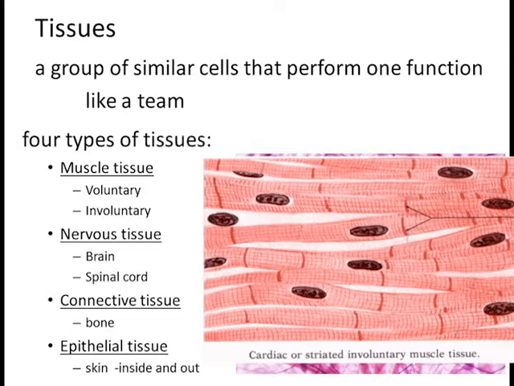Involuntary means it's happening on a subconscious level. It's happening without us thinking about it. So our diaphragm moves when we are breathing, and our heart is an involuntary muscle. So luckily we don't have to think about that. It just works without any thought on our part. So muscle tissue, voluntary and involuntary. And we also have other types too, which we'll get to later on.